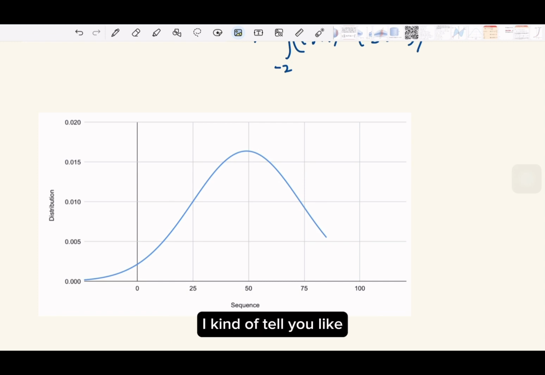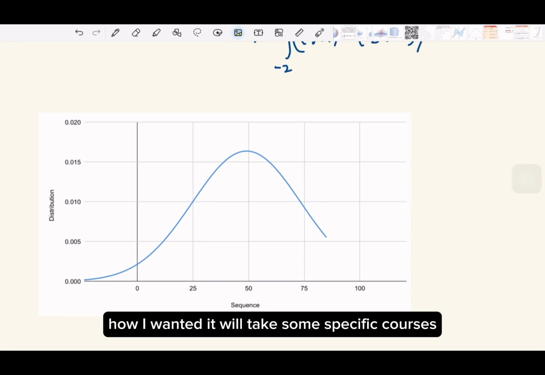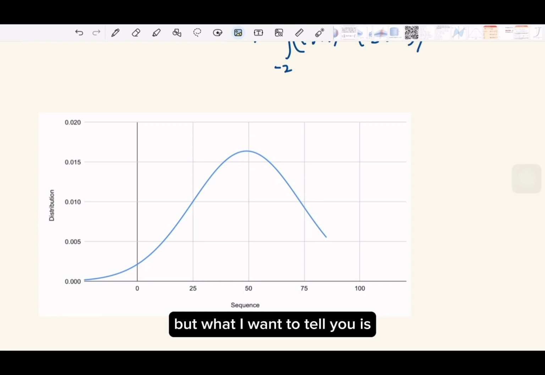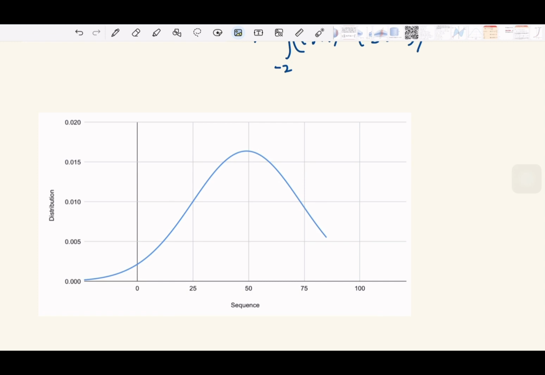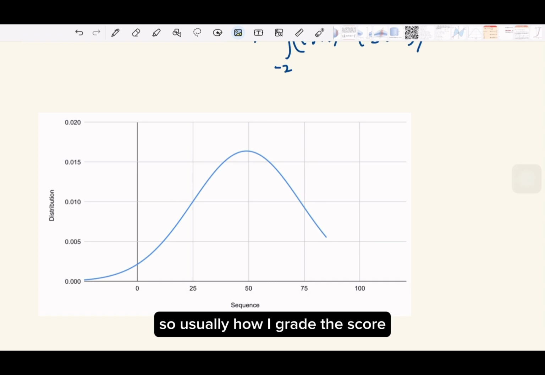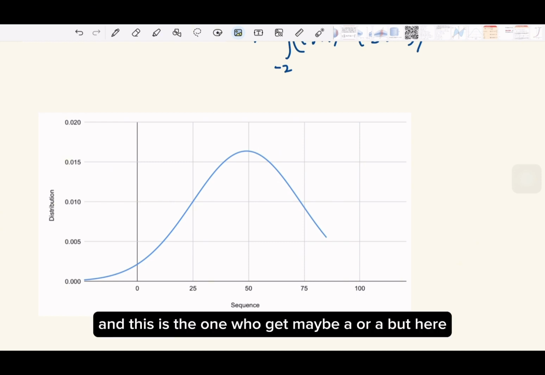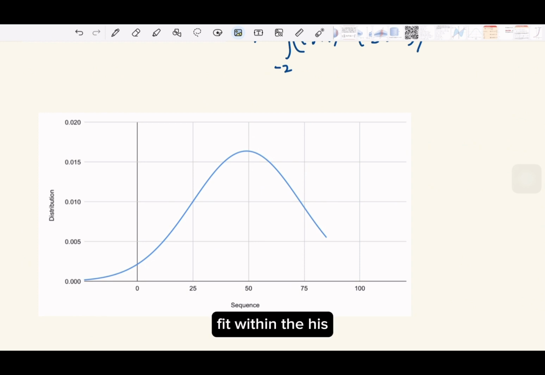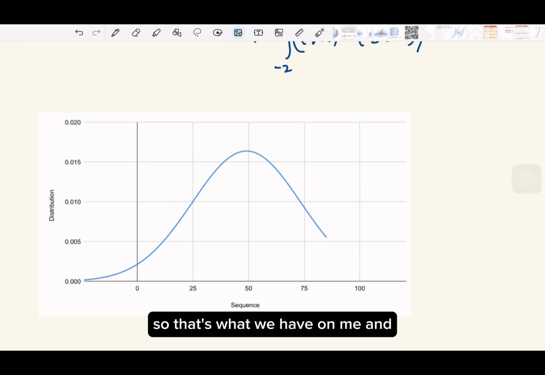I cannot tell you how and why because it would take some statistics courses. But what I want to tell you is within this part here. Usually how I grade the score is I take three regions. This will be the one who fail. This is the one who are in the average distribution, the biggest one here, and this is the one who gets maybe A or A plus. But this is the original one because it's not really fit within the normal curve. So that's why we have a makeup.